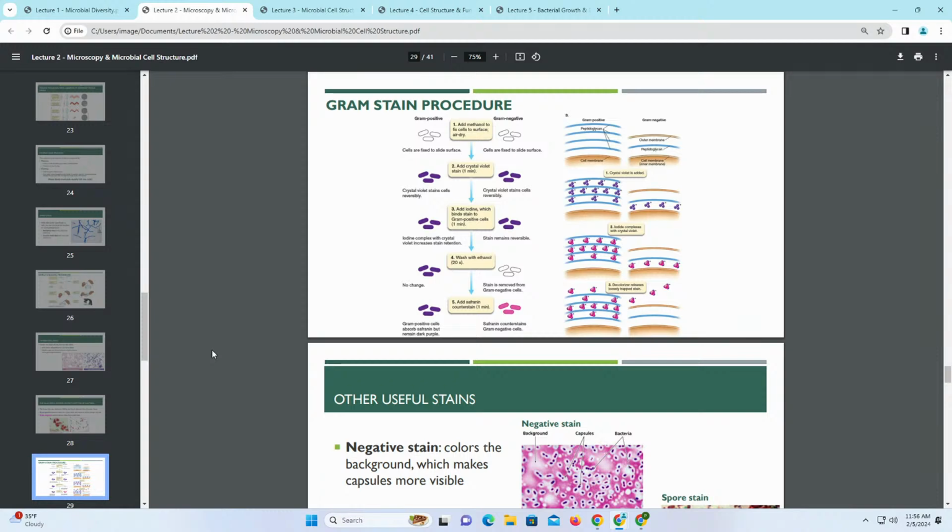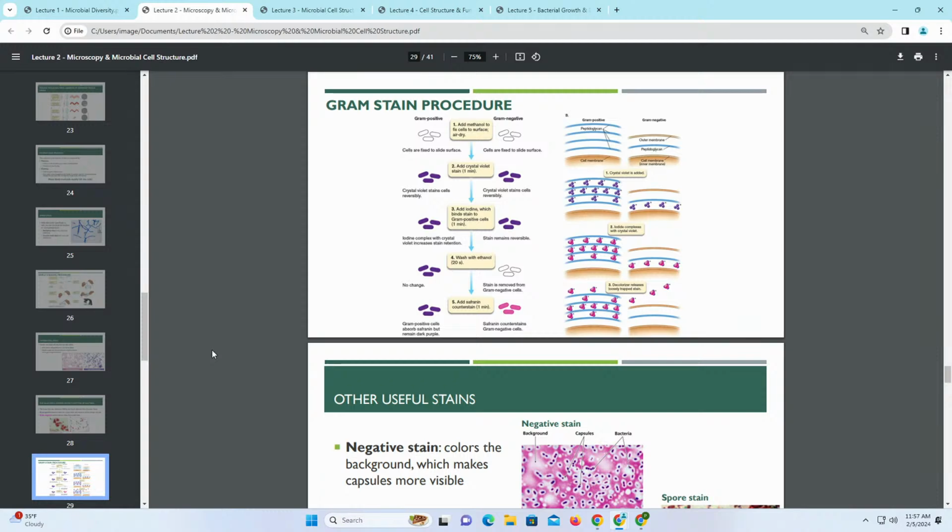The way this works is there are teichoic acids inside the peptidoglycan layer of gram-positive cells, and the iodine complexes with crystal violet to make it really strongly charged and able to bind to the teichoic acids within the peptidoglycan layer. So the iodine helps retain the crystal violet stain in gram-positive cells, but it doesn't do anything to the gram-negative cells. The crystal violet remains reversible because they don't have the teichoic acids in the peptidoglycan layer.